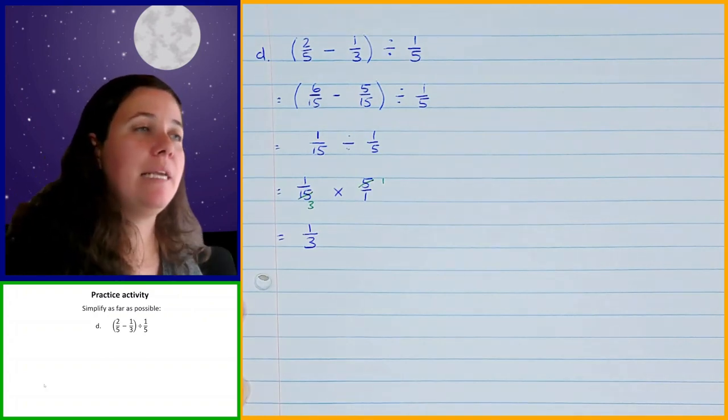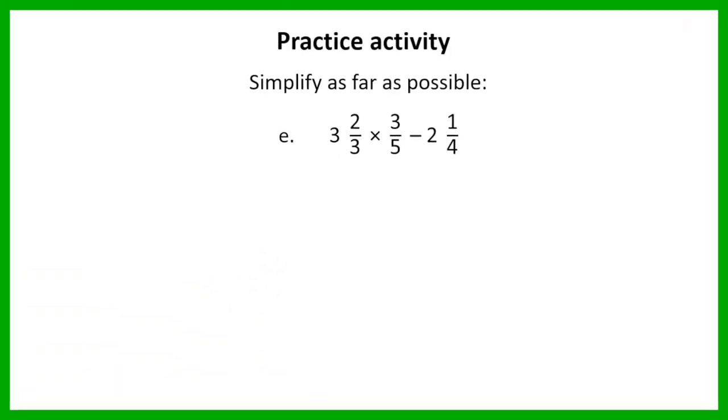Right, then question E. We have got 3 2/3 times 3/5 minus 2 1/4. I'm going to give you 2 minutes to work on this question.